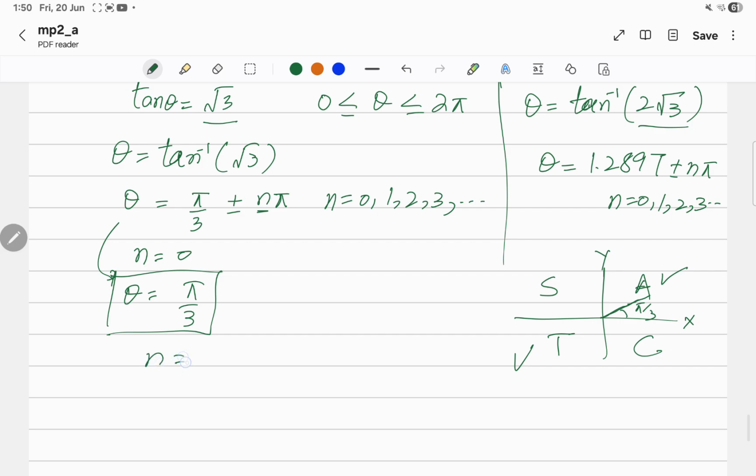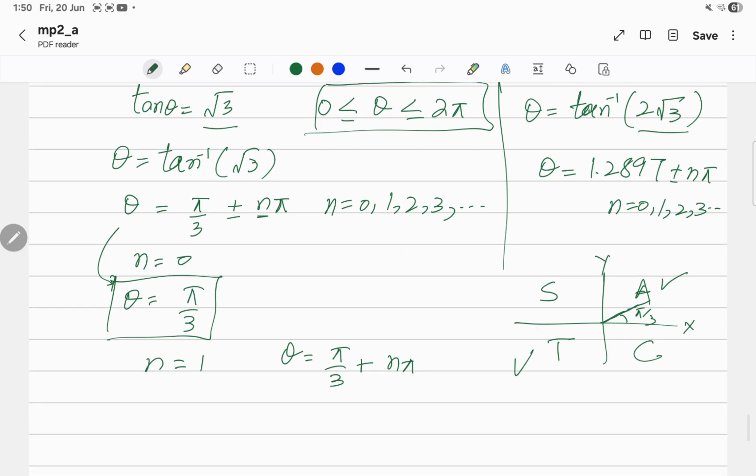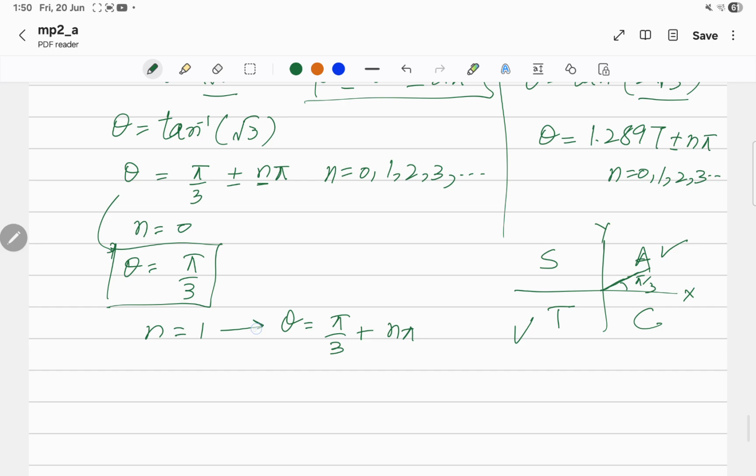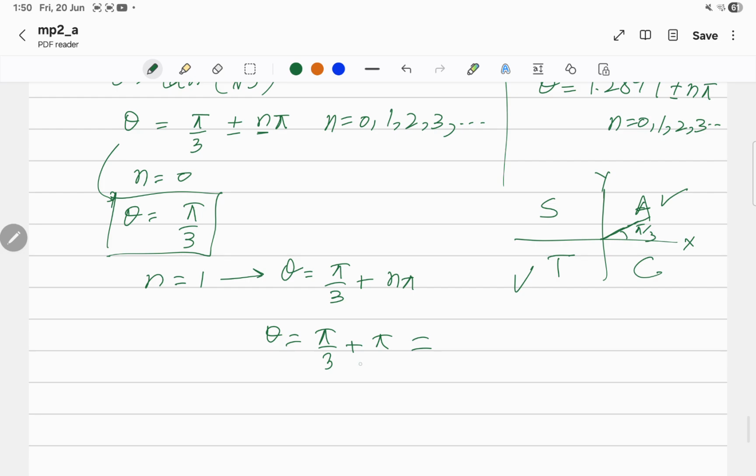And if you put n equals 1 and consider theta equals pi by 3 plus n pi, because our domain is positive, there is no need to consider the negative n pi, because our domain is from 0 to 2 pi. So consider plus n pi and replace your n with 1 in it, then theta will be pi by 3 plus pi. If you simplify this, it will be 3 plus 1 is 4 pi by 3, which is the value over here in the third quadrant.